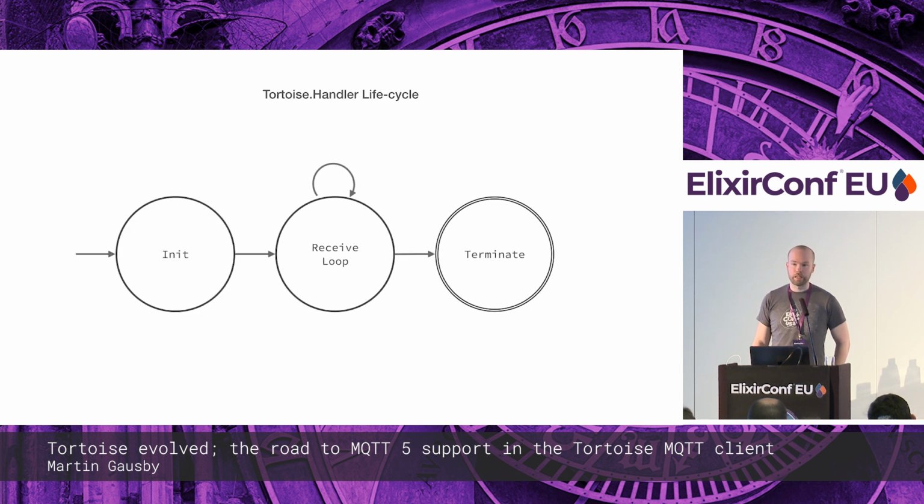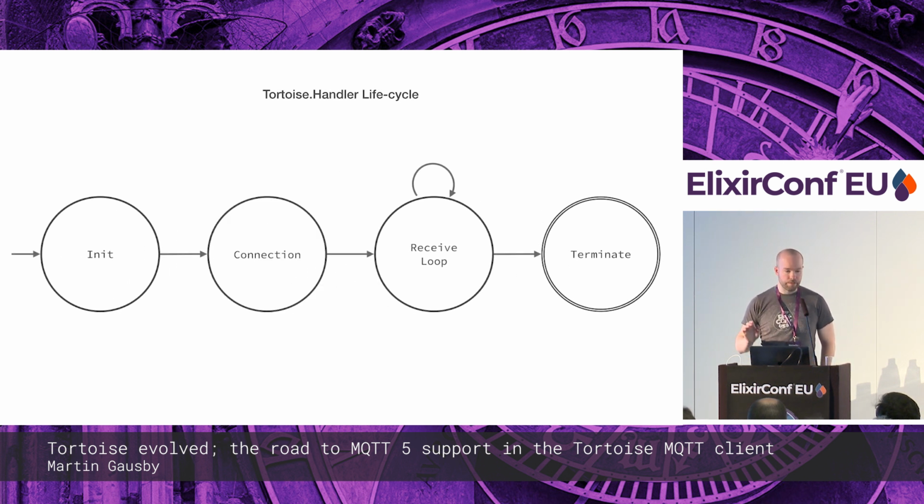And then we got an initialization phase. And this is what we just saw with the GenServer. But the main difference is that we also have a connection phase, because when you initialize your connection, it will attempt to connect to the broker, and then it will go to the receive loop once that's completed.